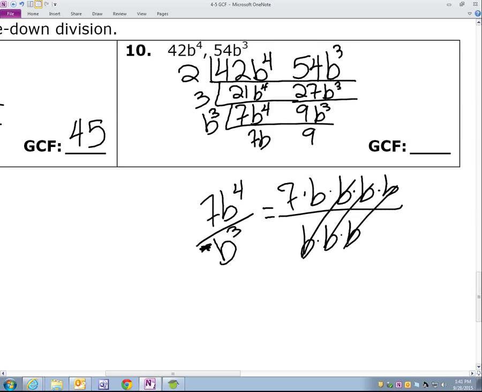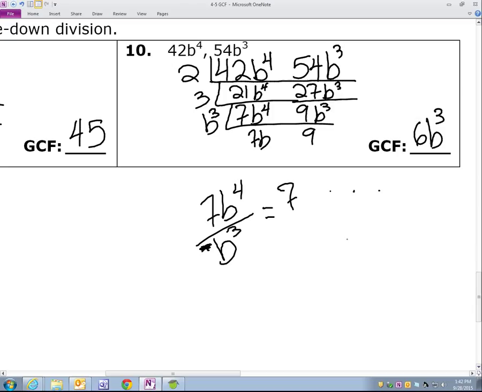So 2 times 3 times b cubed. Why are we using b cubed and not b to the 4th? Because it makes no sense. Can I draw a line through my b? Oh, so use the smallest exponent. Exactly, because you can't take 4 b's away from b cubed without changing it.